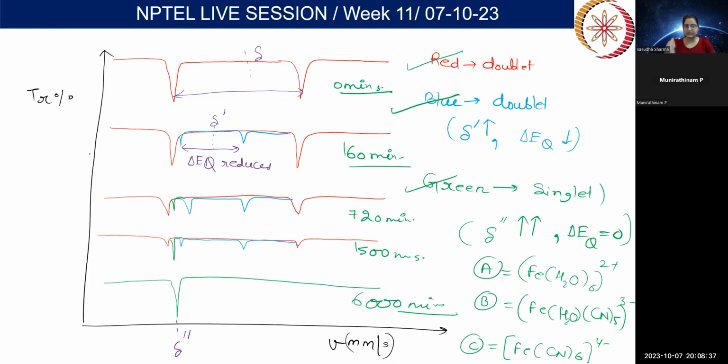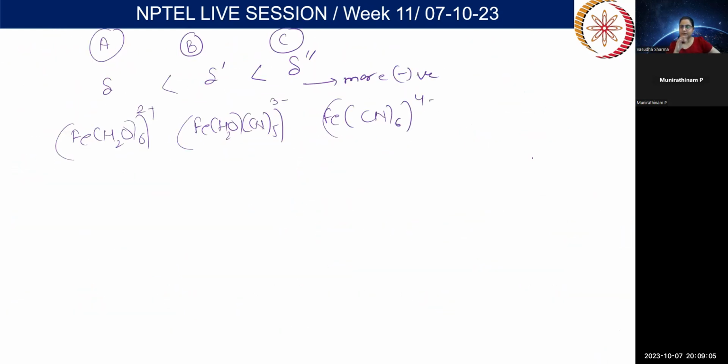Now, if you see in their spectra also, for the red one, the isomeric shift, if I calculate the average value, this is delta. The blue one has a little more negative delta value, which I have defined as delta dash, and the delta double dash is even more negative. So I want to know why delta double dash is more negative compared to delta dash and then compared to delta, considering these three complexes. So delta value depends upon which two major factors?